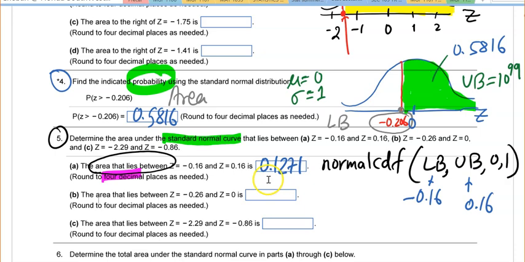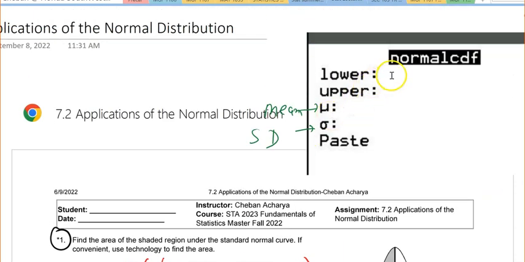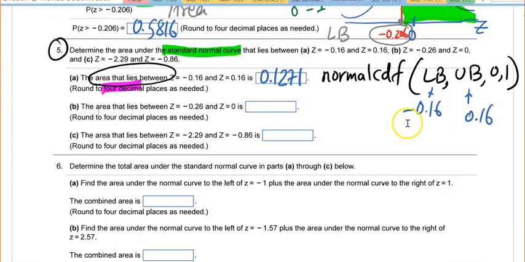Okay, and do the similar for the other one. Again, some of you might have a calculator like this. You put the lower bound, upper bound, mu, standard deviation, and you get the same answer as this one. This is the way you do it. Okay, that's question number 5.